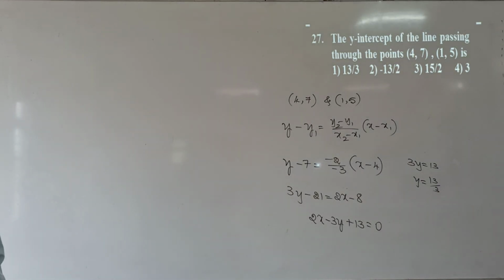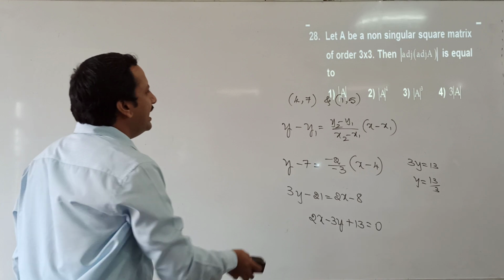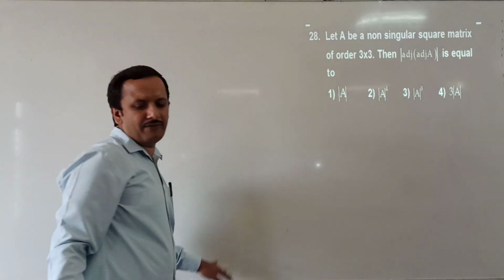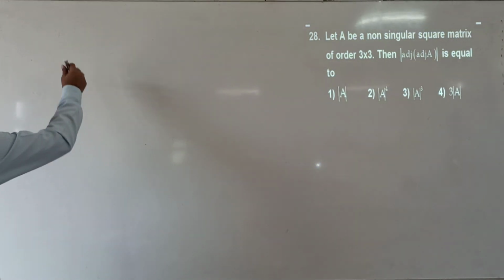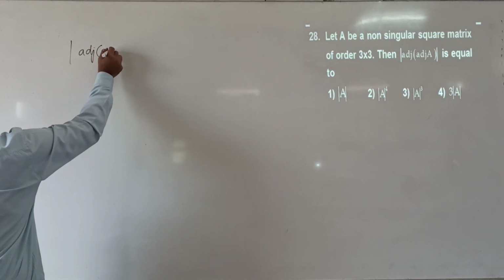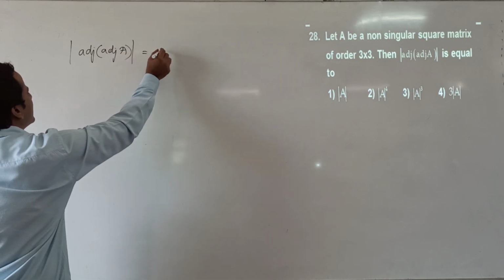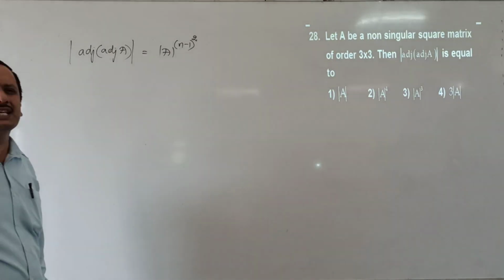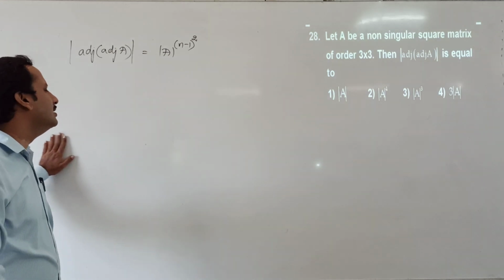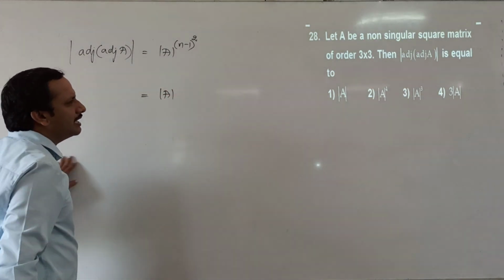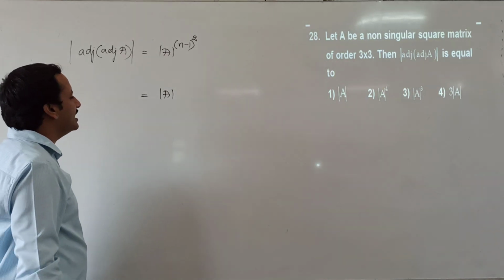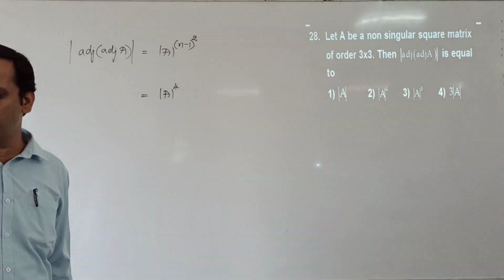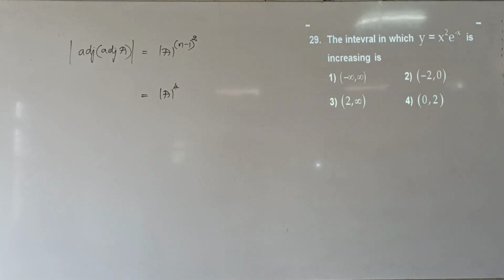Okay, then next question. 28. Let A be a non-singular square matrix of order 3 cross 3. Then determinant of adjoint of A is equal to determinant of A to the power (n minus 1) whole square, where n is the order of A. Remember this formula. So in this case, n is 3, minus 1 is 2, 2 square is 4, determinant of A to the power 4, so the second option is the correct answer.